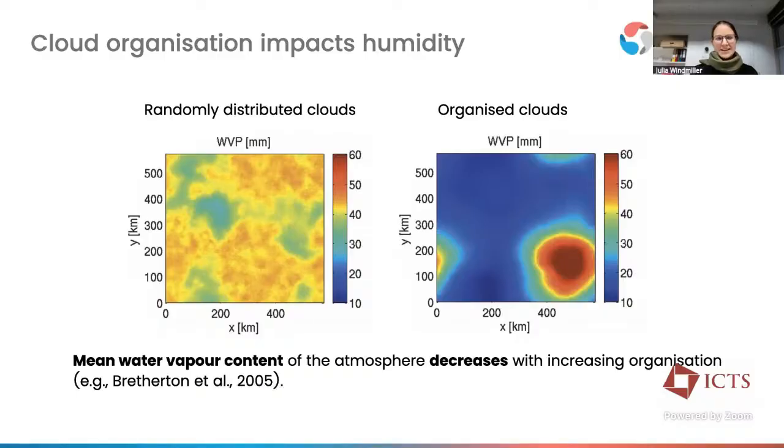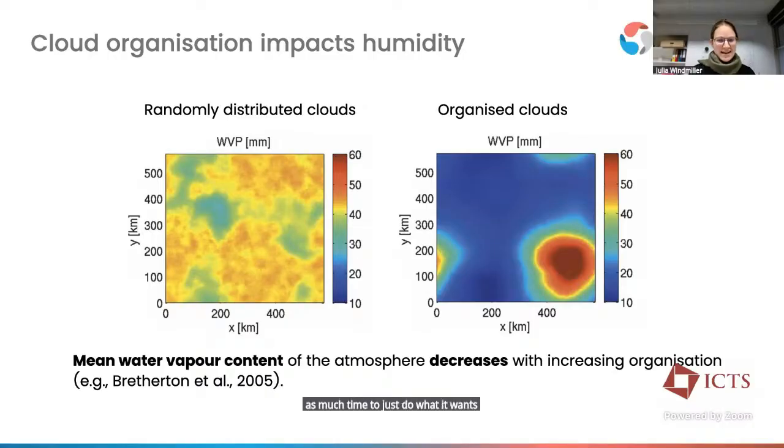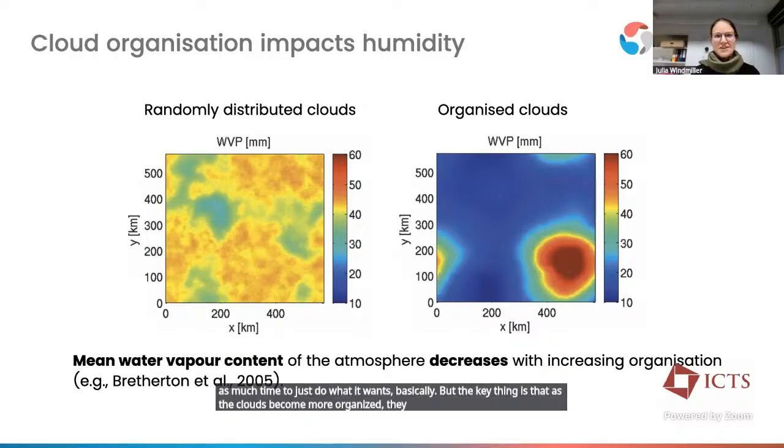And so you might wonder, why would we care so much about this? You have these really idealized simulations. It's a bit unclear how much they have to do with reality, because they are so idealized. Convection in the real world never has as much time to just do what it wants, basically. But the key thing is that as the clouds become more organized, they really change everything we care about with regards to the environment and tropical convection.